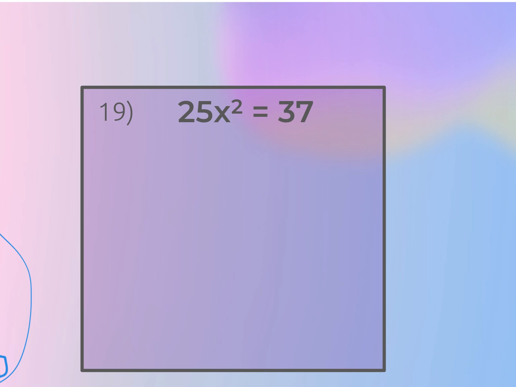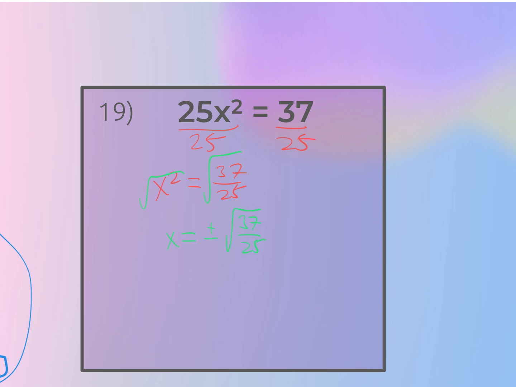All right, good. Now let's try something like number 19. All right, now 25x squared equals 37. Just like before, we want to get the x squared by itself. All right, so let's divide both sides by 25. Then we get x squared equals 37 over 25. All right, and then you want to square root, right? So then we get x equals plus or minus square root of 37 over 25.